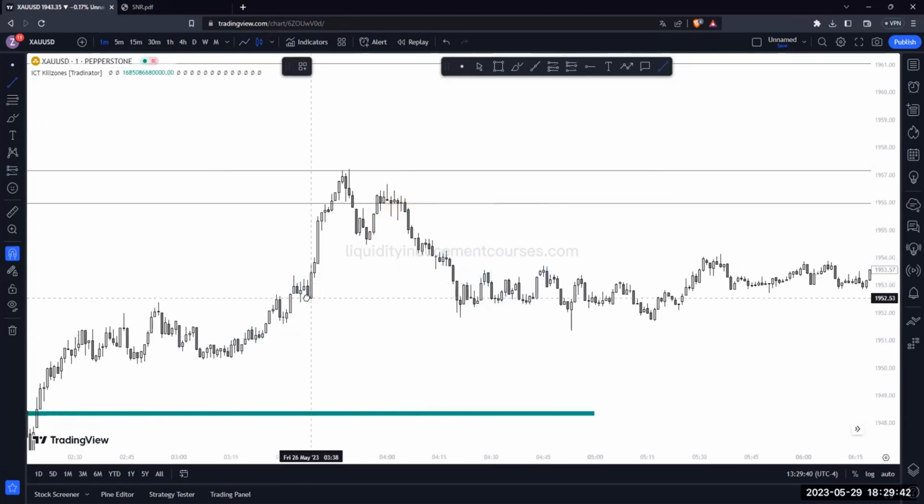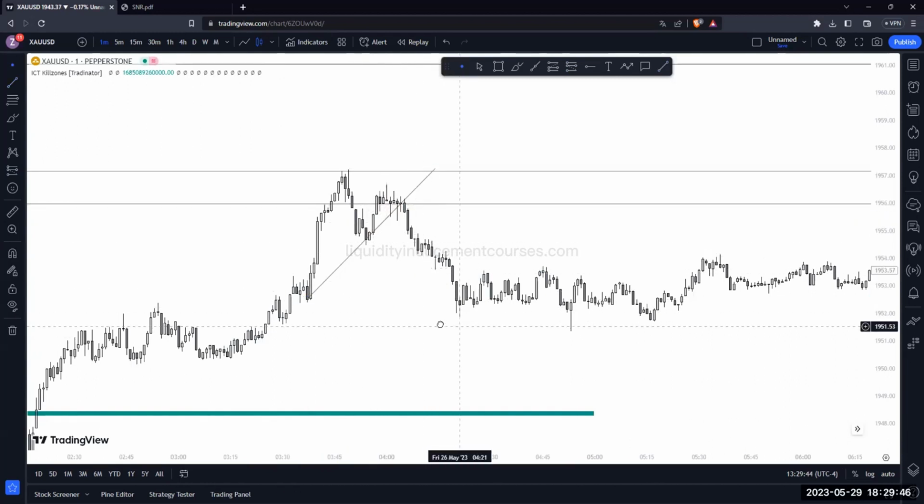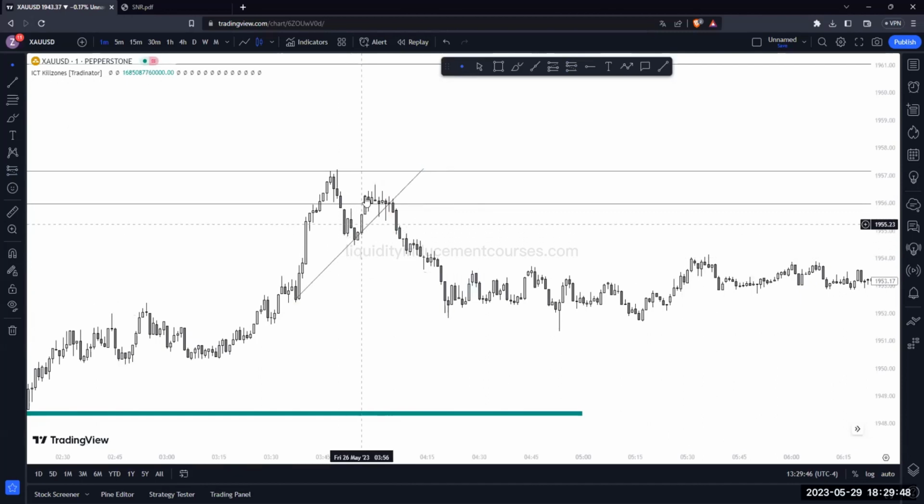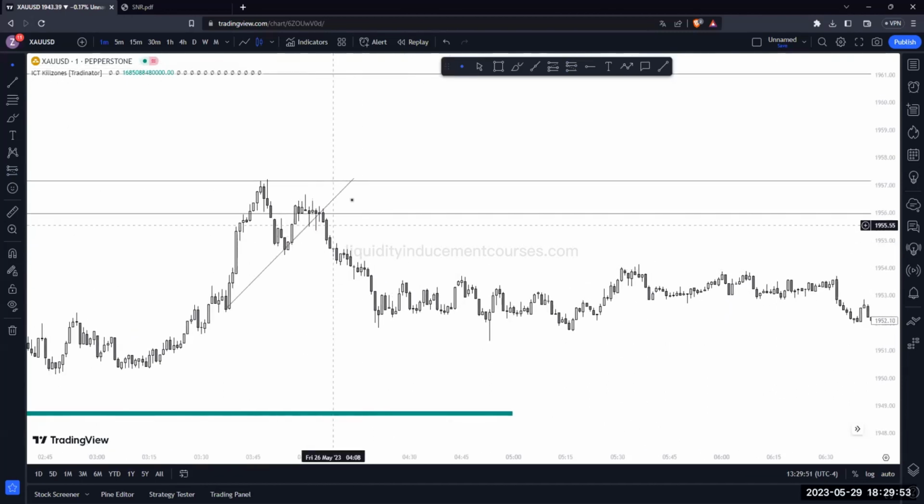Or you could take this one. Okay, this one is better, because this one makes an up move right here, but this one did not. So you understand now? Yeah.